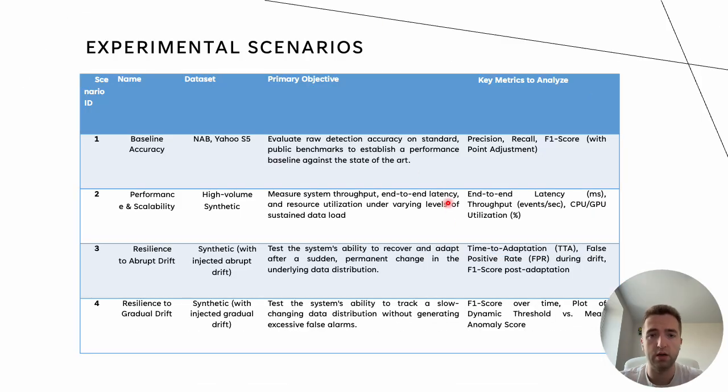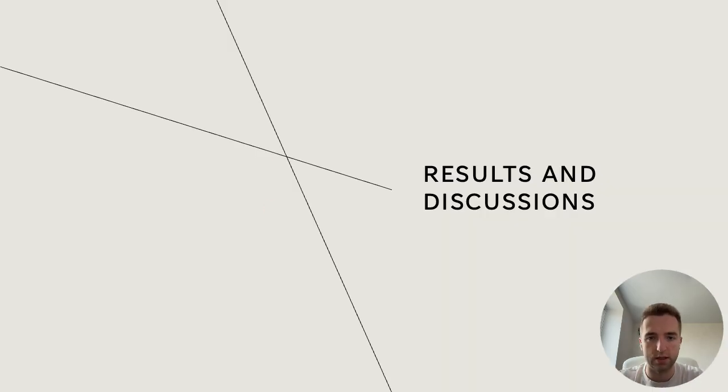The first one is to evaluate raw detection accuracy on standard public benchmarks to establish a performance baseline. The second one is to measure system throughput, end-to-end latency, and other resource utilization, so CPU, memory, and network utilization. The next ones test the ability of the system to recover and adapt after a sudden permanent change in the underlying data distribution, and to track a slow change in data distribution without generating excessive false alarms. Let's see the results.